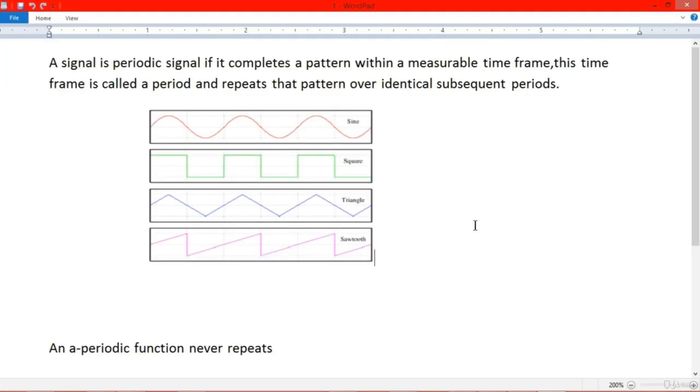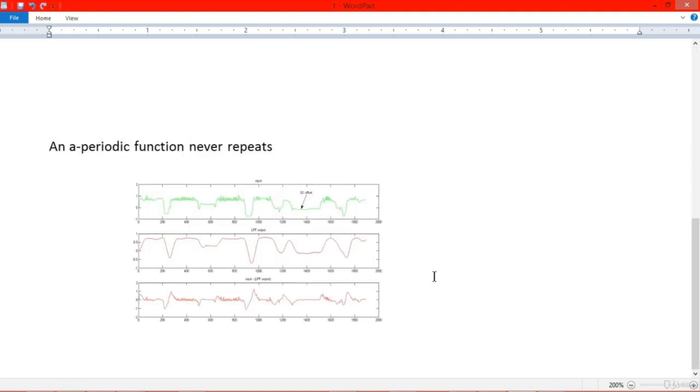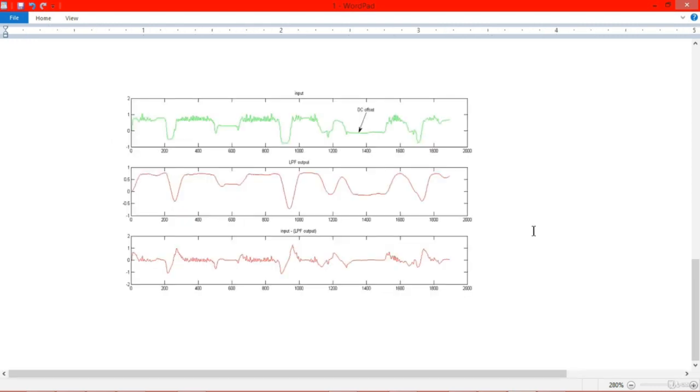So, starting from the definitions of periodic and aperiodic signals, as the name suggests, a signal is a periodic signal if it completes a pattern within a measurable time frame and repeats that pattern over identical subsequent periods. These signals look like this, and obviously the opposite of a periodic signal is an aperiodic signal. An aperiodic signal never repeats itself. Now, a few examples of aperiodic signals are shown in this picture.